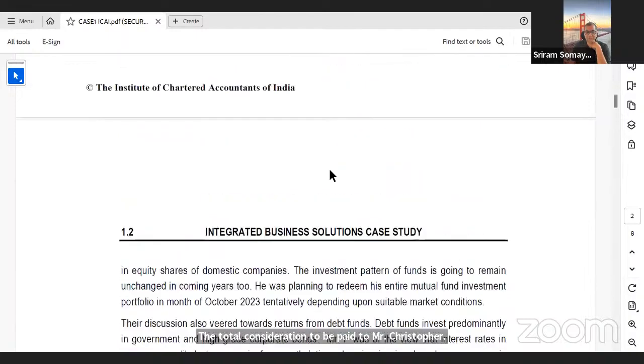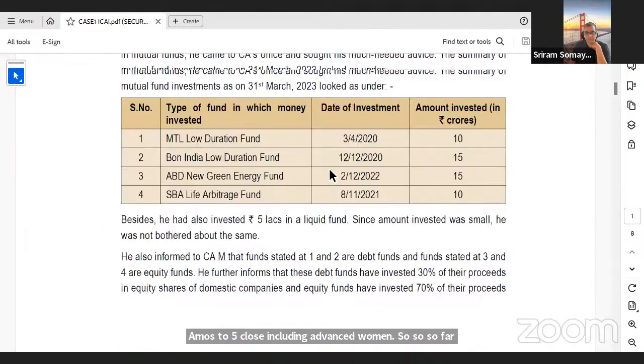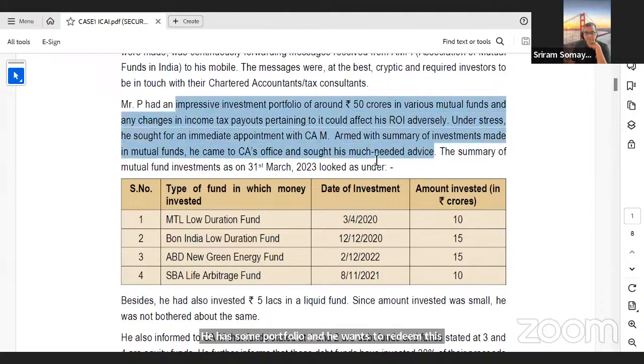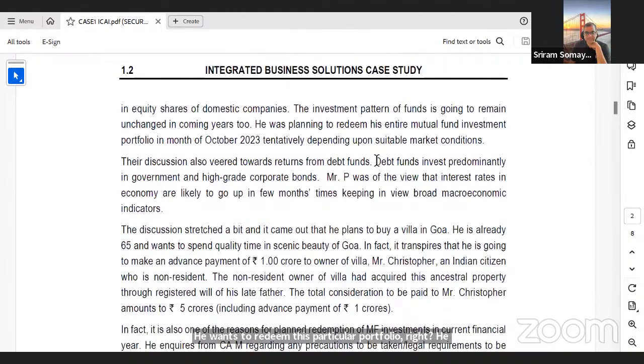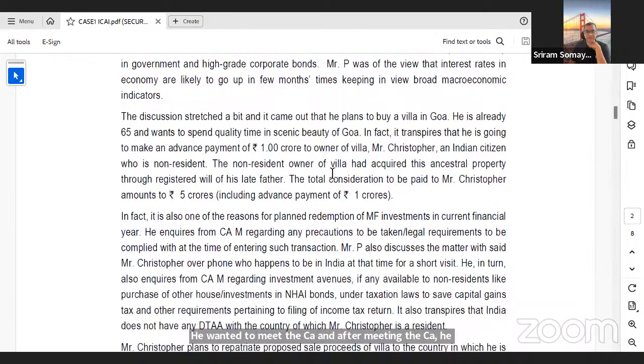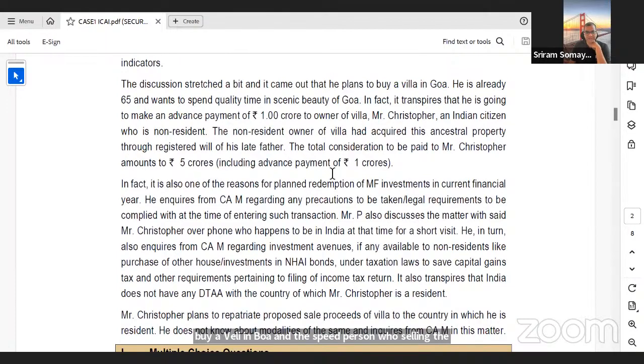So far, what have we learned? He has some portfolio and he wants to redeem this particular portfolio, right? He had a bunch of impressive portfolio. He wanted to meet the CA. And after meeting the CA, he also told that he wants to redeem and he wants to buy a villa in Goa. And the person who's selling the villa also has some complication. He has received it as a registered will from his father, ancestral property. In fact, this is also one of the reasons for planned redemption of mutual funds in the current financial year.